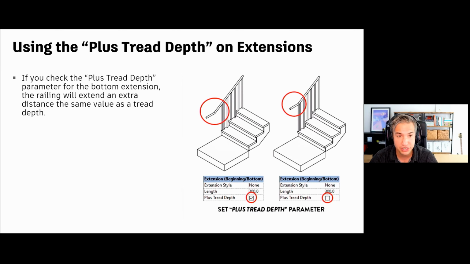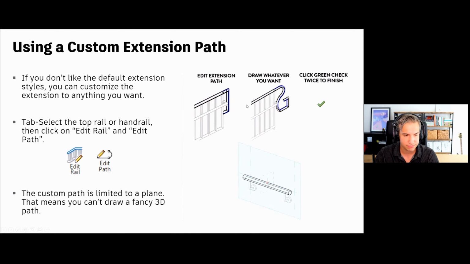There's a special feature for extensions, but that is only available at the beginning or bottom of the stairs. And that is the plus tread depth. You can see on the left image, when this feature is activated, the top rail will extend for a length equivalent to a tread depth. As you can see here, when this option is inactive, there's no further extension except for the 300 value set.